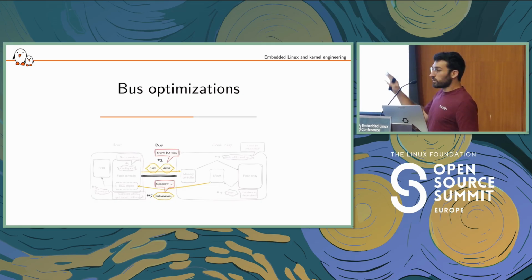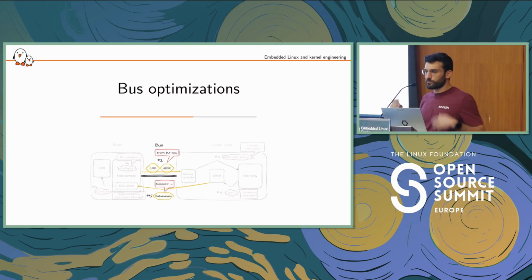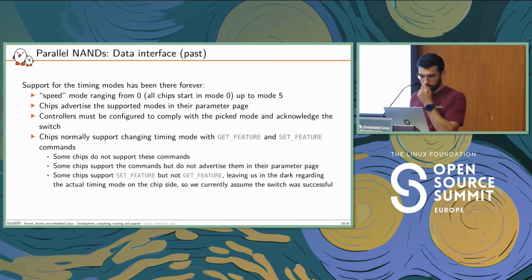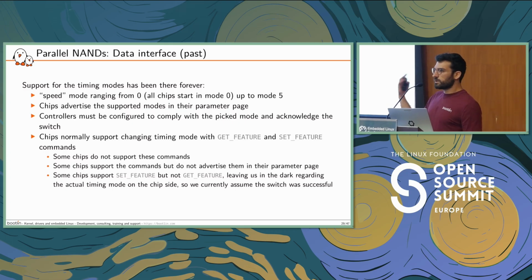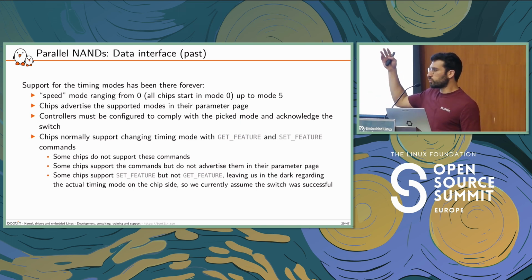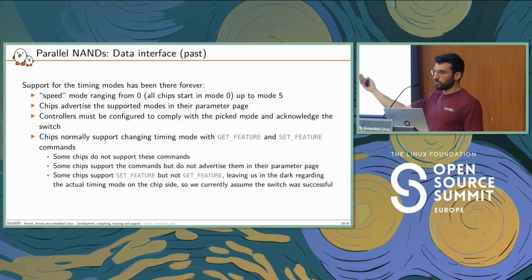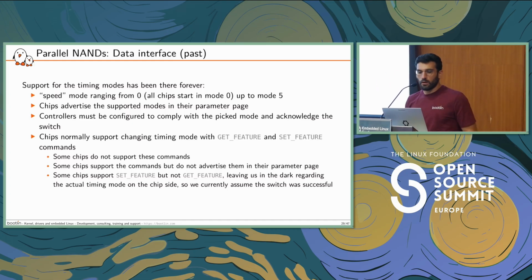Now, the last part, where probably the biggest gains have been, the bus. So on parallel NANDs, there has been the concept of data interface for a long time, typically SDR timings ranging from 0 to 5, 5 being the highest speeds that we could achieve. So based on the controller capabilities and the NAND capabilities, we can judge and take the higher speed that is supported on both sides.